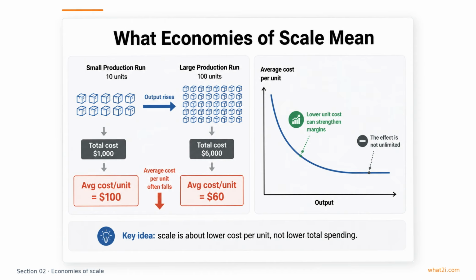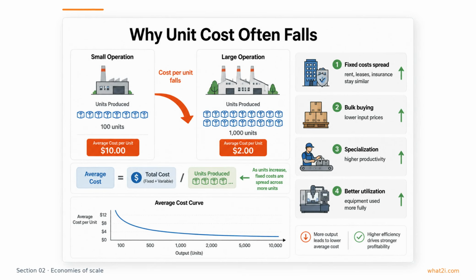But scale is not a magic formula that works forever. After some point, the benefit usually flattens and can even reverse. Unit cost often falls for several related reasons. The most basic is that fixed costs are spread across more units, so each unit carries less overhead.